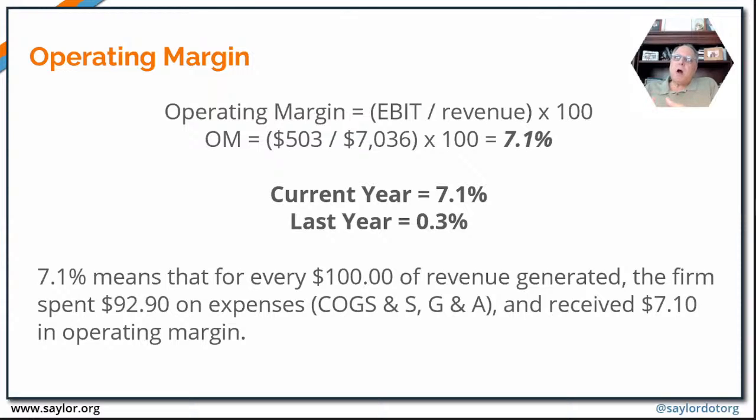It means that for every $100 of revenue generated from the sales of products and services, there was $92.90 spent on expenses. Those expenses now include cost of goods sold plus SG&A. And what did that leave the firm? It left us $7.10 in operating margin. Again, an improvement over last year. We probably would go back and look at the past few years. We'll talk about that more later in this presentation, but you're starting to get the idea.